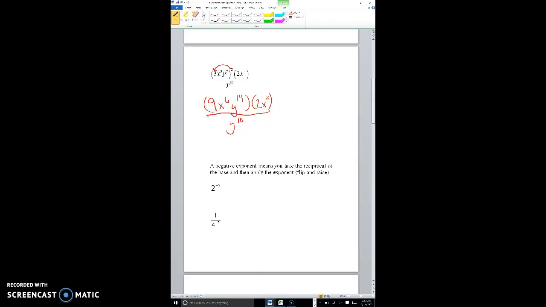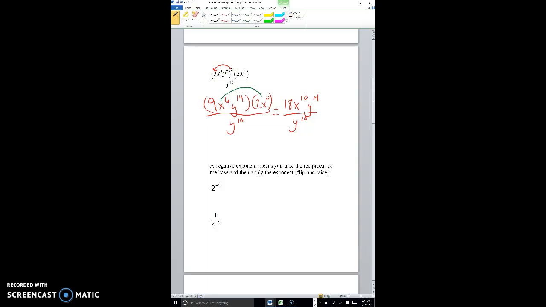Now I'm going to multiply the two quantities in the numerator together. First, the numbers, 9 times 2 is 18. X to the 6th times x to the 4th. So same bases here. So we're going to add the exponents together. You get x to the 10th. Y to the 14th, all over y to the 10th.